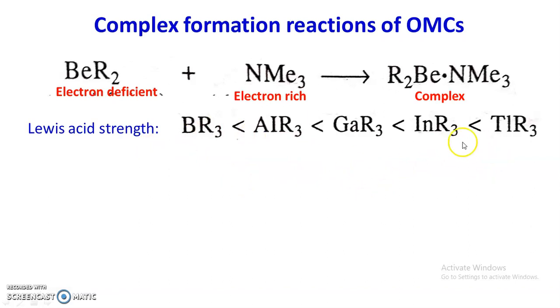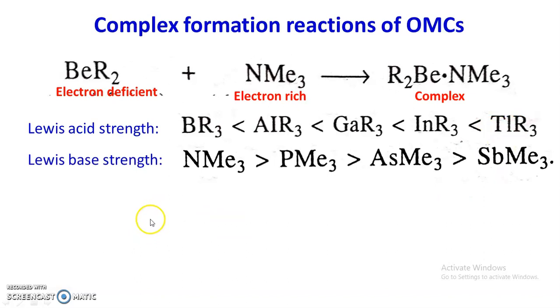So the greater the strength of the Lewis acid, the greater the reactivity towards complex formation. Here trialkyl thallium easily forms complexes because it is a strong Lewis acid. Similarly, the strength of Lewis base follows the order: trimethyl nitrogen is the strongest Lewis base, then trimethyl phosphorus, trimethyl arsenic, and trimethyl antimony. So trimethyl antimony is the weakest Lewis base, and trimethyl nitrogen is the strongest. So out of the various trialkyl derivatives of group 15 elements, trimethyl nitrogen is the strongest base, and therefore it readily forms a complex with a suitable electron deficient organometallic compound like trimethyl thallium.